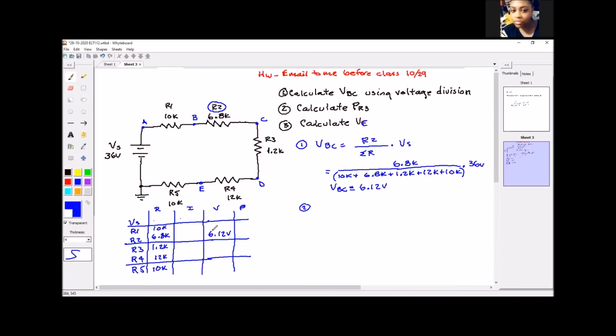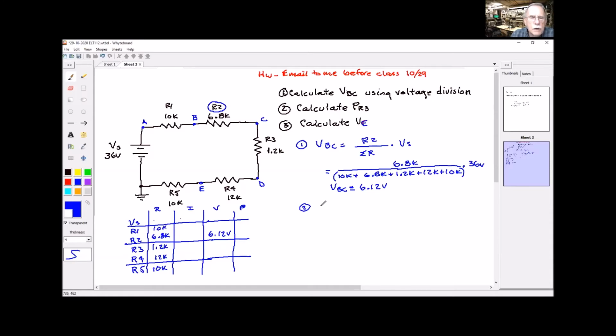I'm sorry, what do you mean? Well, if I solve for the current, that's the current everywhere, right? So that will give me the current for R3. So I could use that to find the voltage across R5. I could also drop back and use R5 with voltage division. But let's solve for the current.